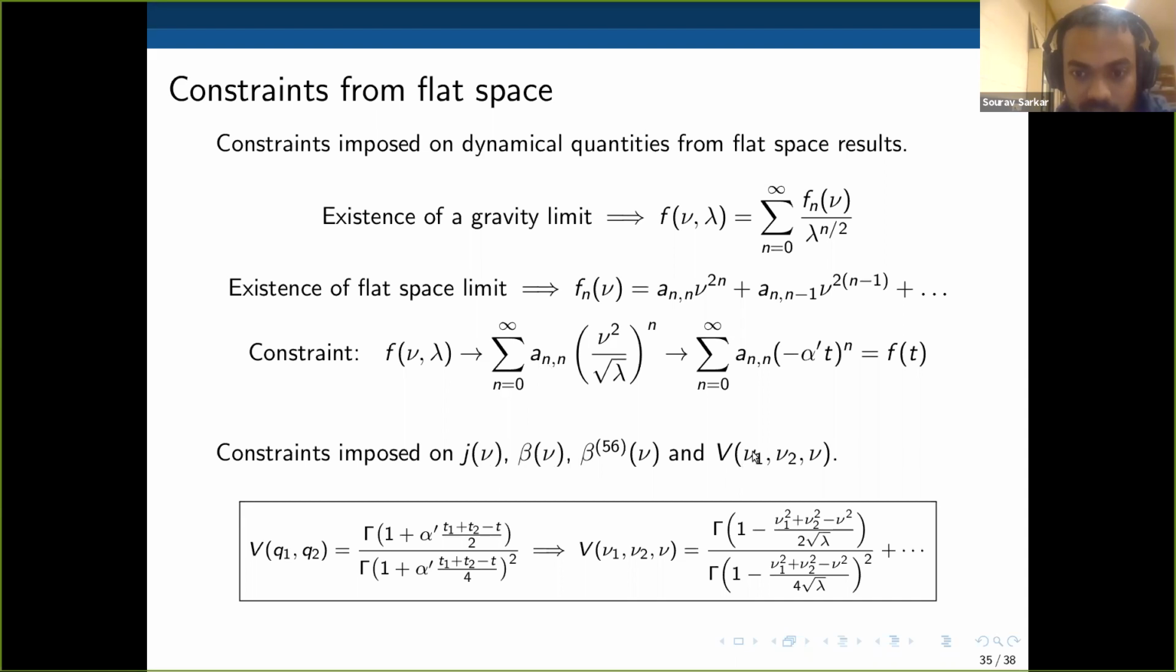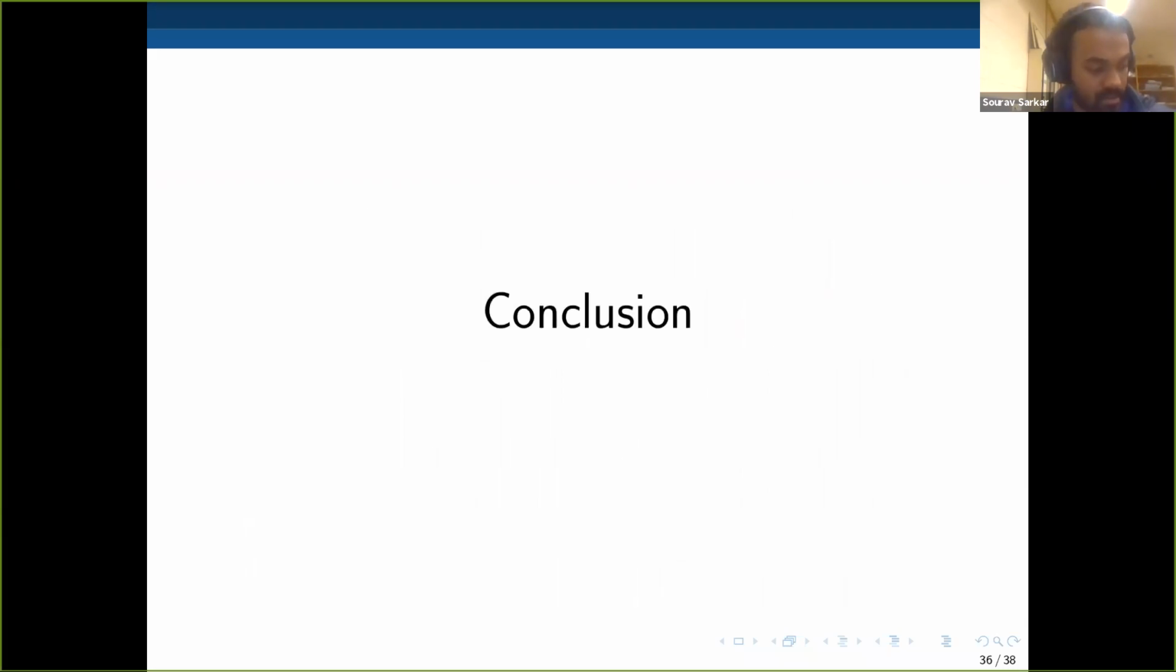For example, this is known in flat space to have this expression, and that already tells us that in ADS, the vertex function for 4 dilaton scattering at genus 1 in type 2b string theory should be of this form plus terms which vanish in the flat space limit. Okay, so now I think I can conclude.